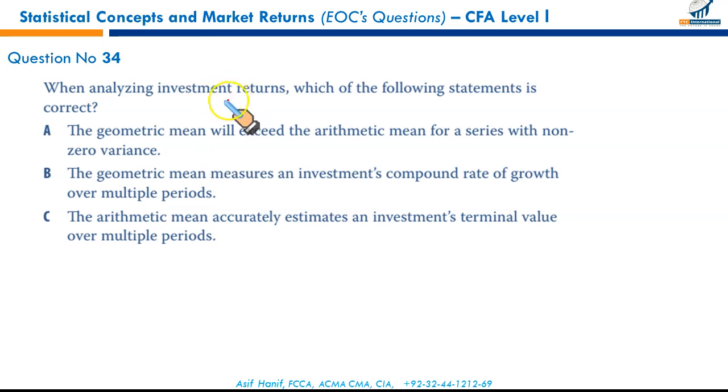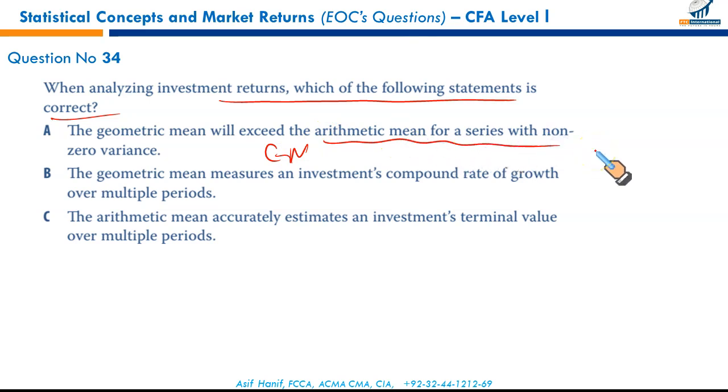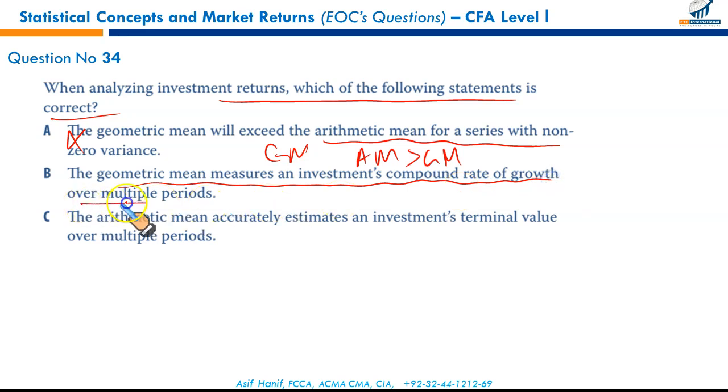When analyzing investment returns, which of the following statement is correct? The geometric mean exceeds the arithmetic mean for a series with non-zero variances. It is totally the other way around. Arithmetic mean is greater than geometric mean in case of non-zero variances. That is incorrect. The geometric mean measures an investment compound rate of growth over multiple periods.